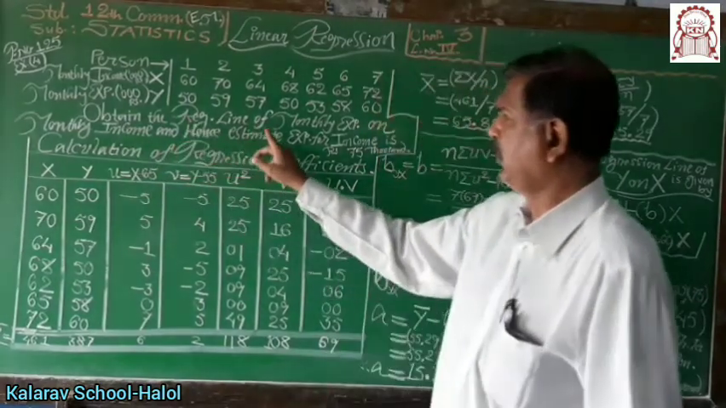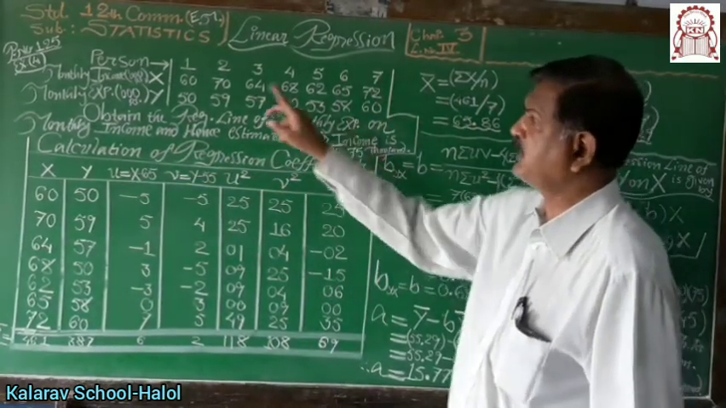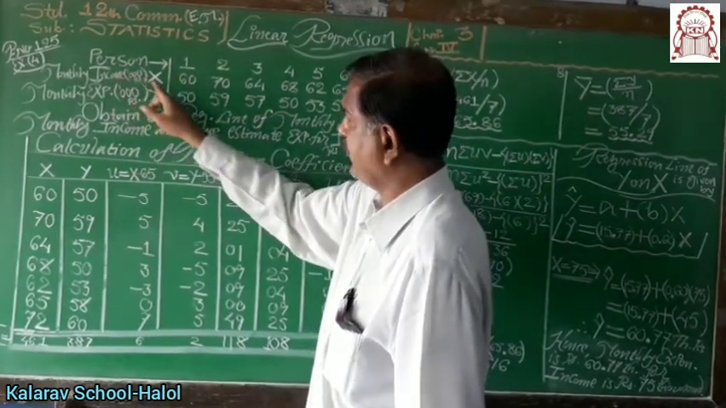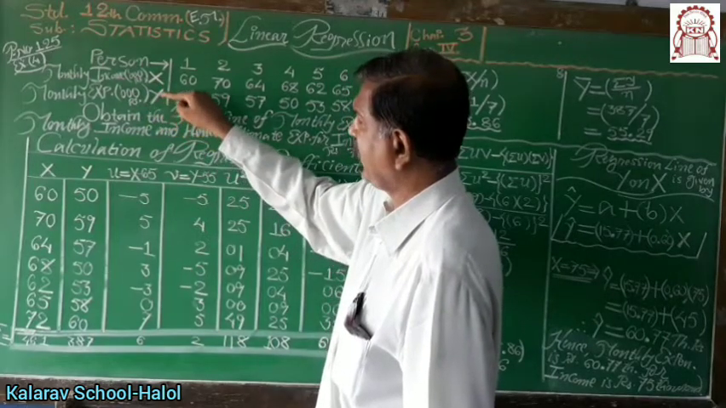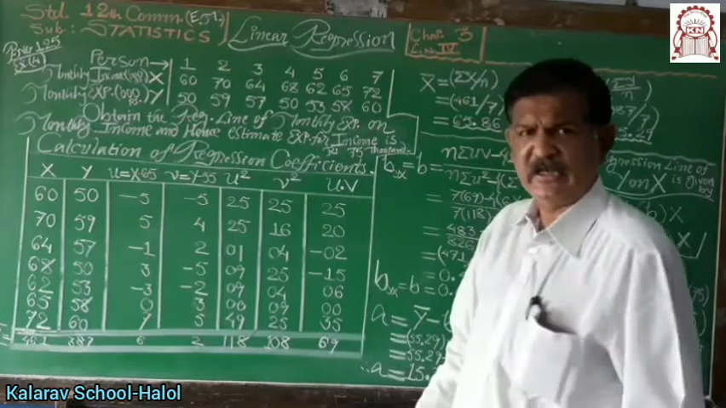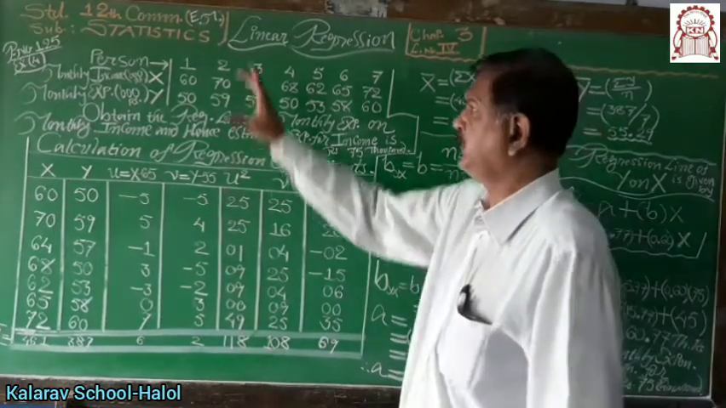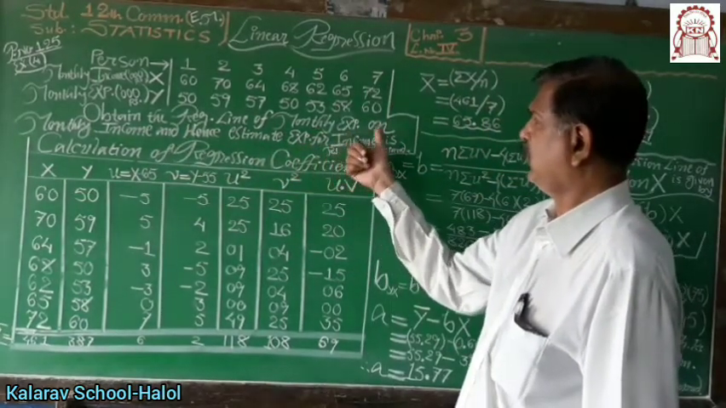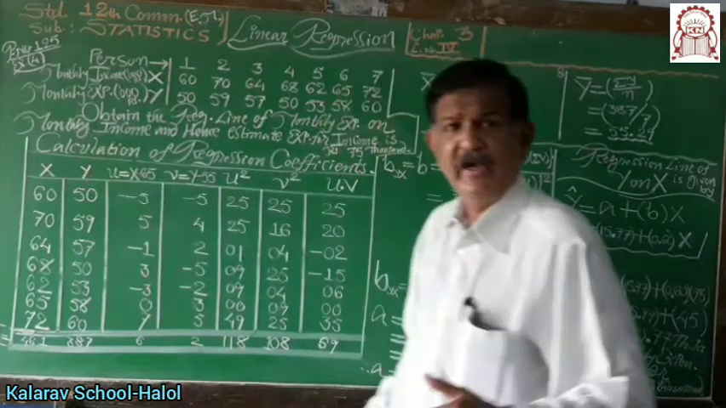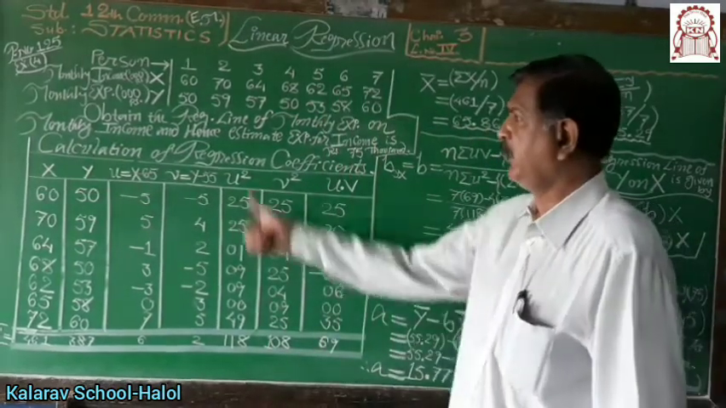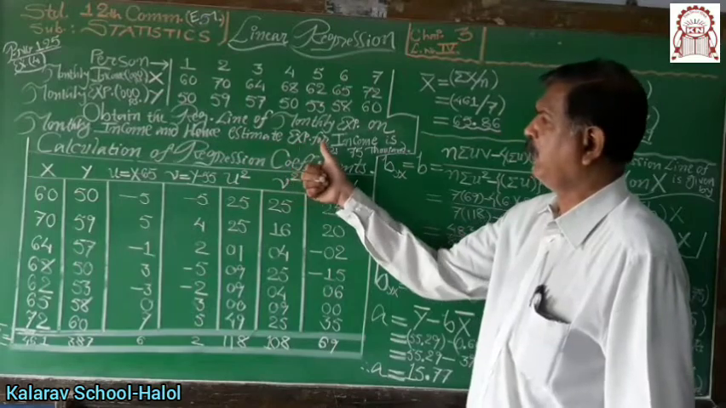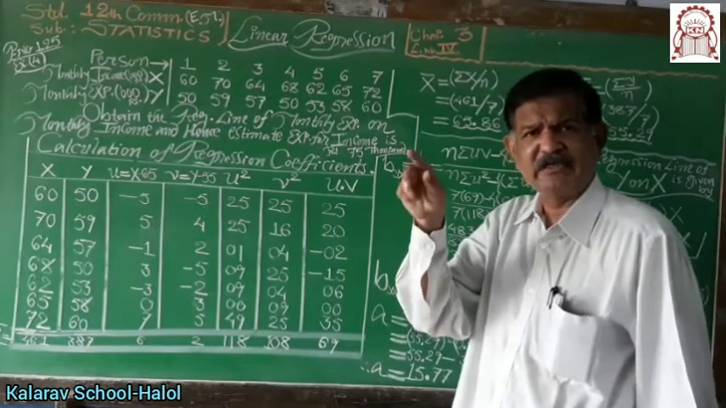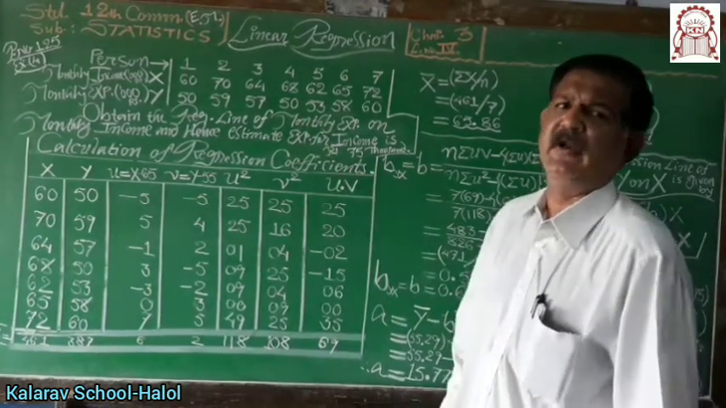Obtain the regression line of monthly expense, that is y, on monthly income, that is x. Means we have to obtain the regression line of y on x. See, what is required? These are the data. Obtain the regression line of monthly expense on monthly income, and hence estimate monthly expense for an income of rupees 75,000. If x is 75,000, means x is 75, we have to estimate the value of y.